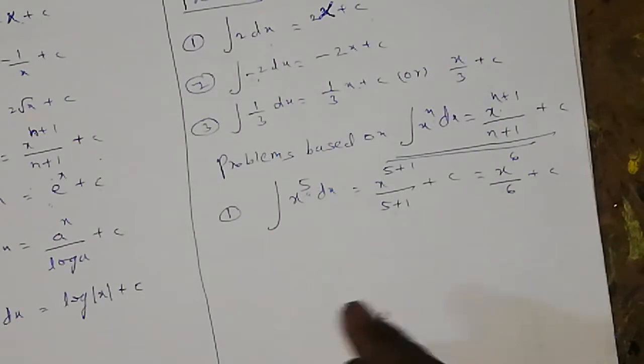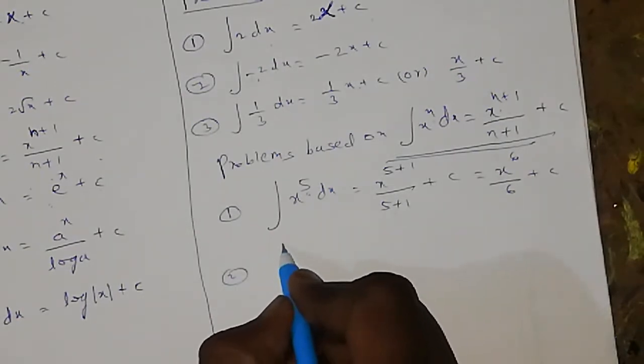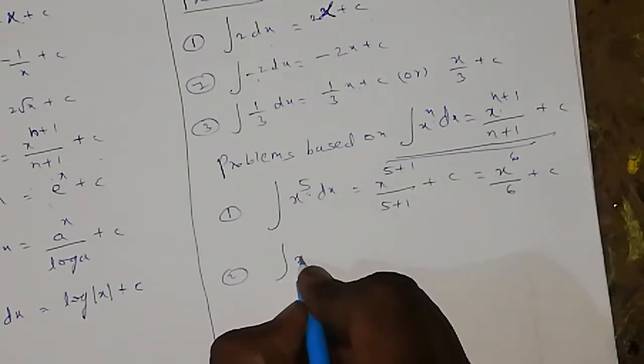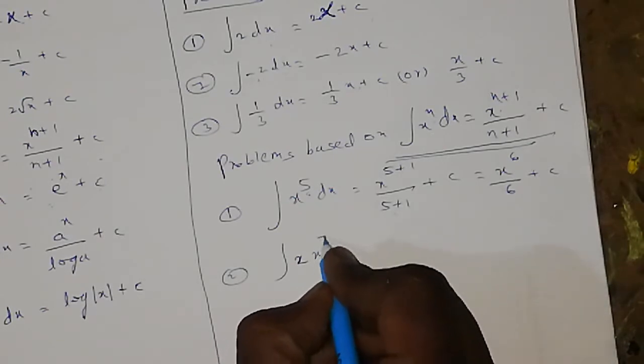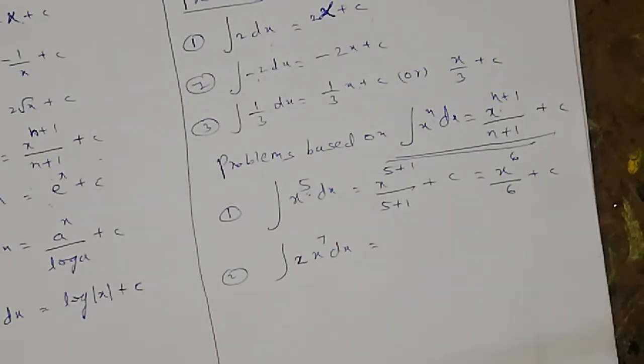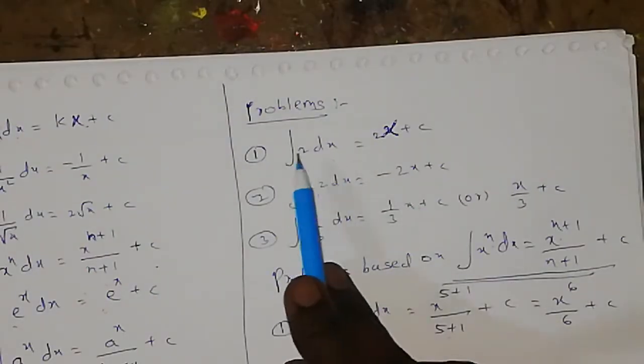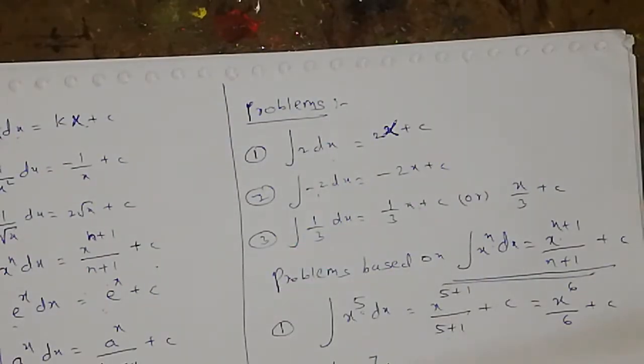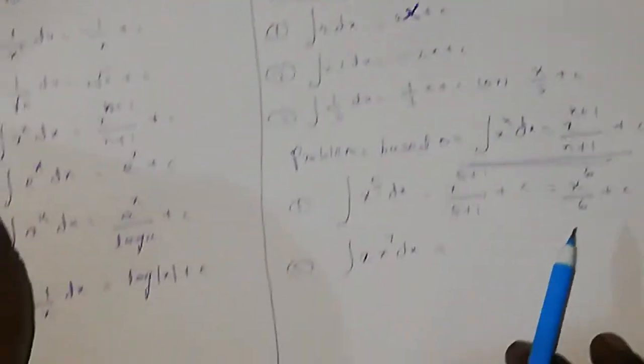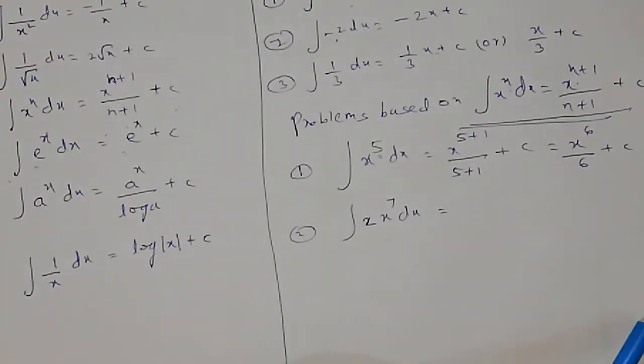Right? Next, let me do one more problem. Integration of 2 into x power 7 dx. It is in the same form as integration of 2 into dx. Here only 2 is the constant, and we have 2 into x power n. So here we have to remember one point. Integration or differentiation we always do for variables only, not for coefficients or constants.